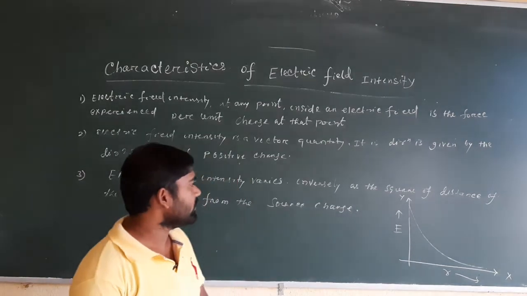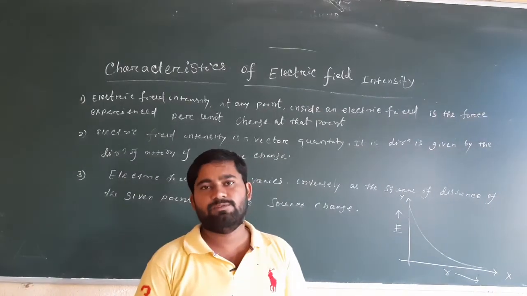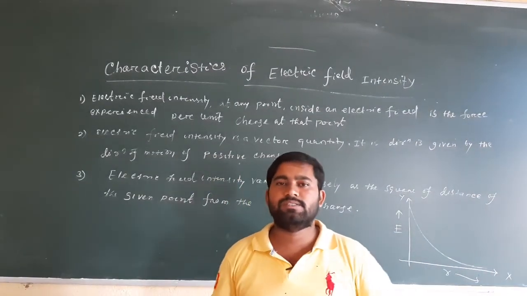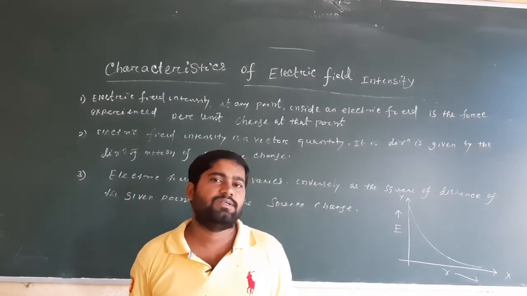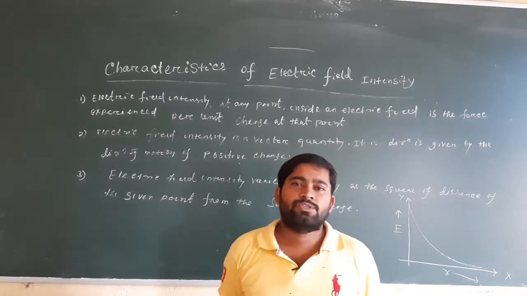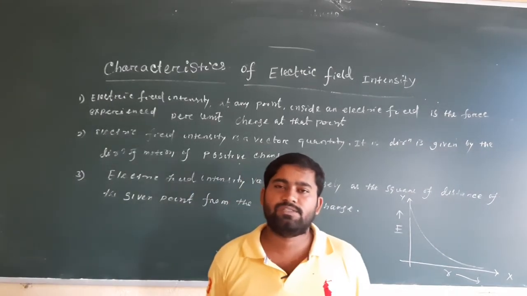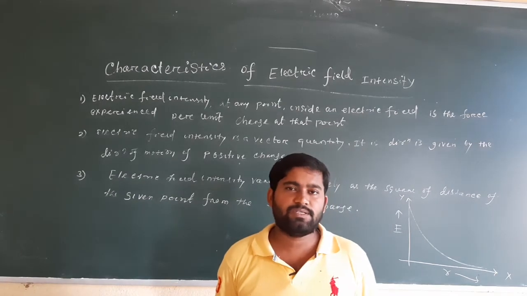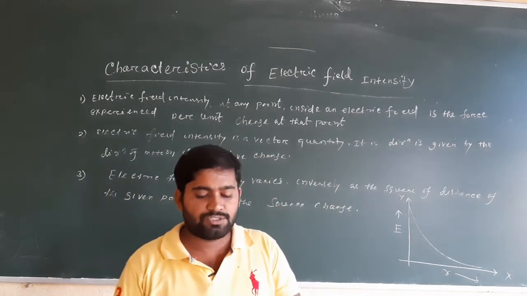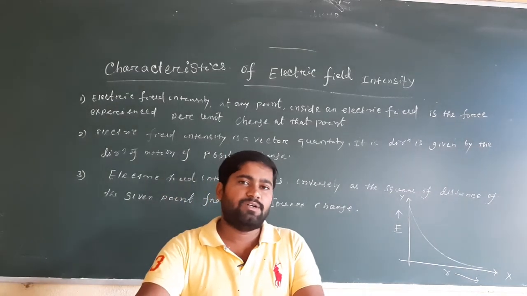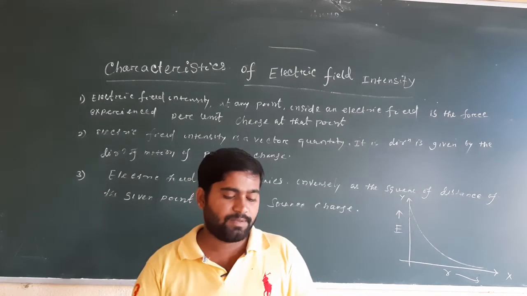Second thing, when we measure the strength of that electric field, we find the electric field intensity at any point within the electric field is the ratio of force per unit charge placed at that point, and the direction of electric field intensity is measured by the motion of the positive charge.